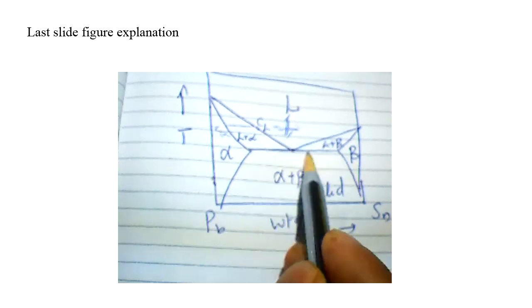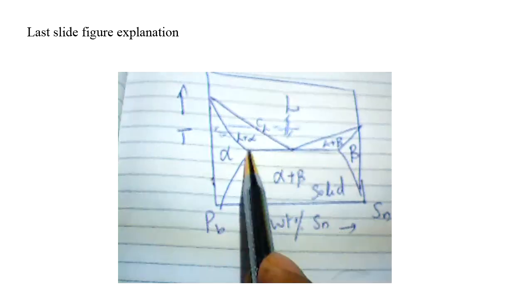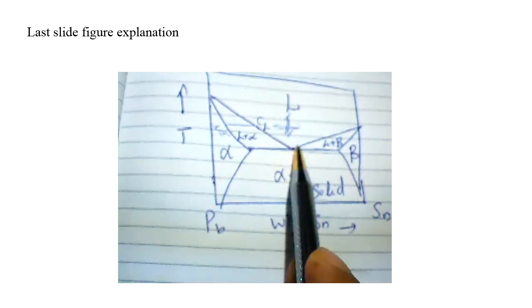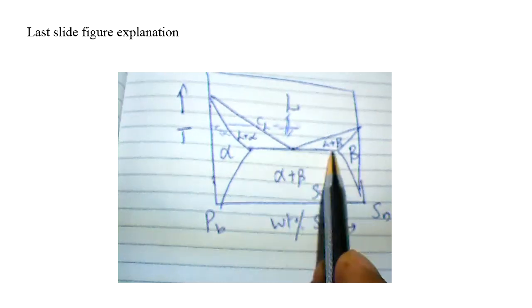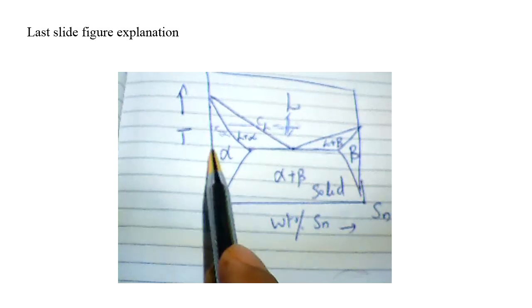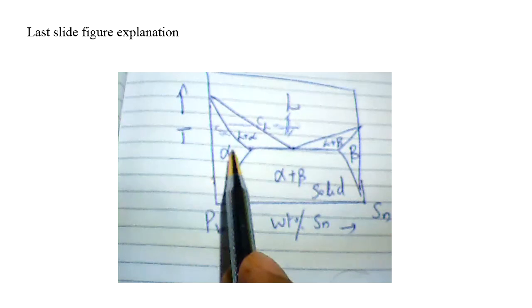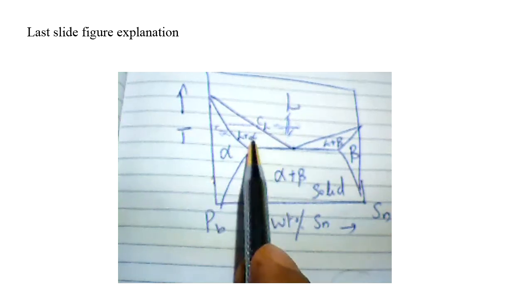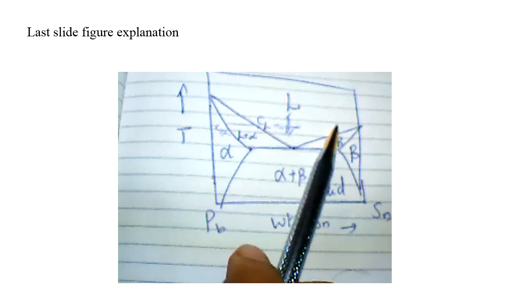So here this is the C alpha, on the left hand side. This is C alpha. This is Cl. The central is Cl, and this is C beta, on the right hand side. These are all fixed values for this horizontal line, and correspondingly there is a temperature on this side. So that is called the eutectic temperature. So we cannot specify any one of these variables, all are fixed in order to have the three phase equilibrium.